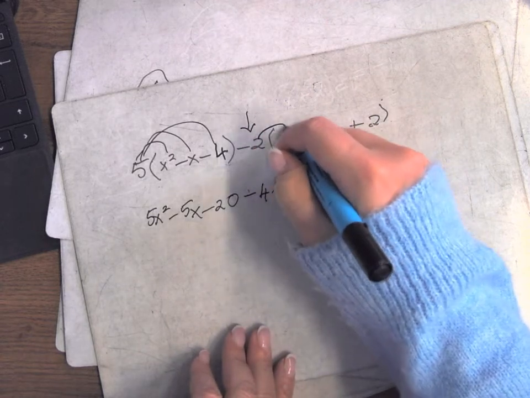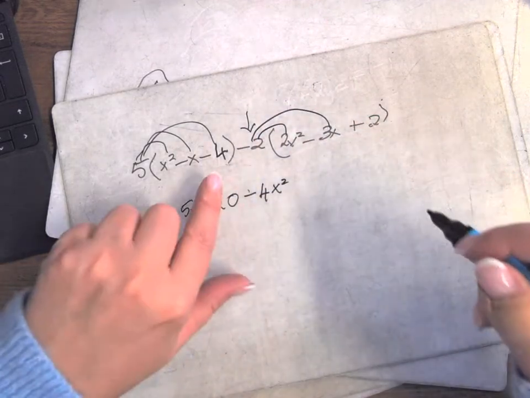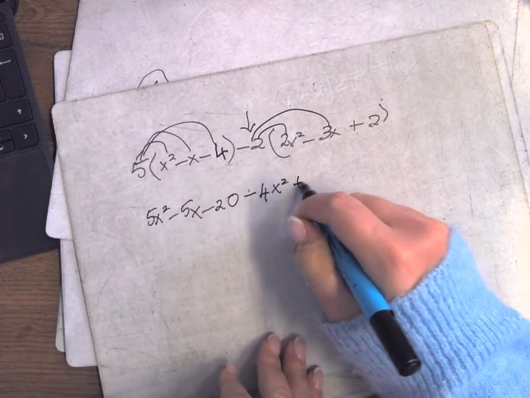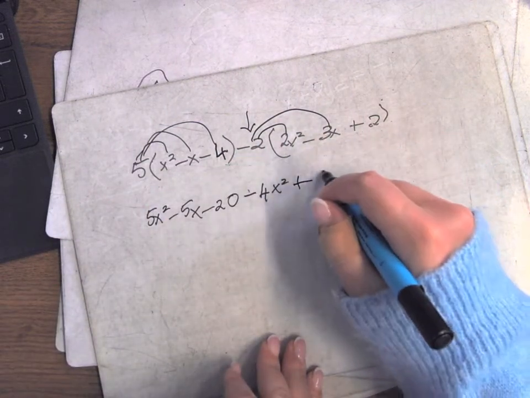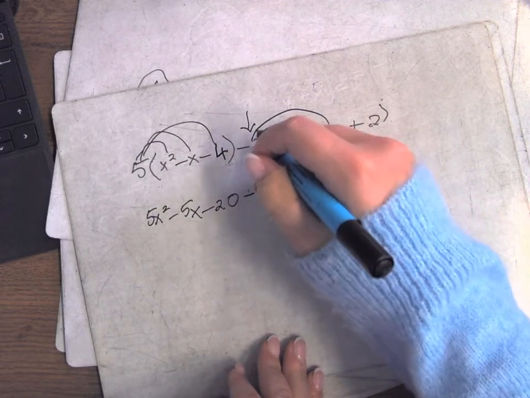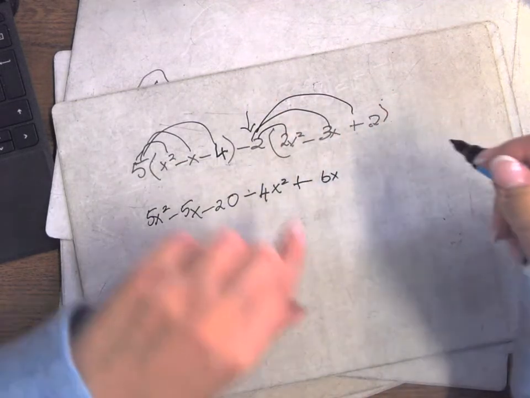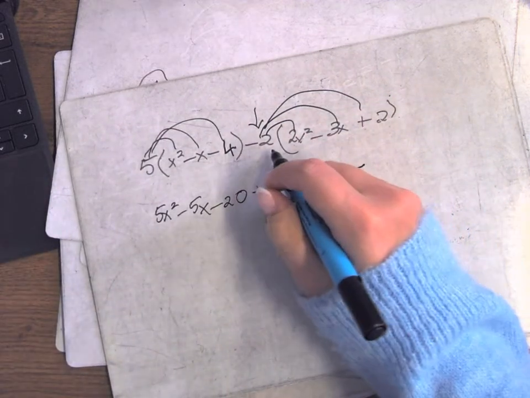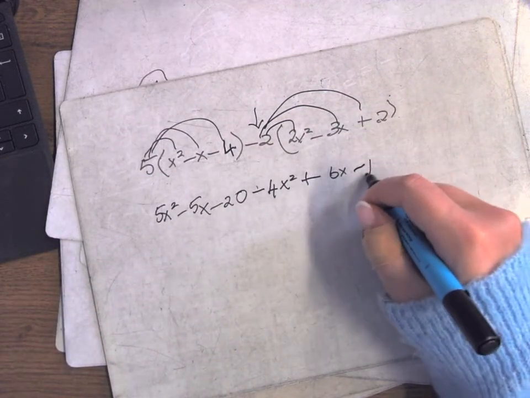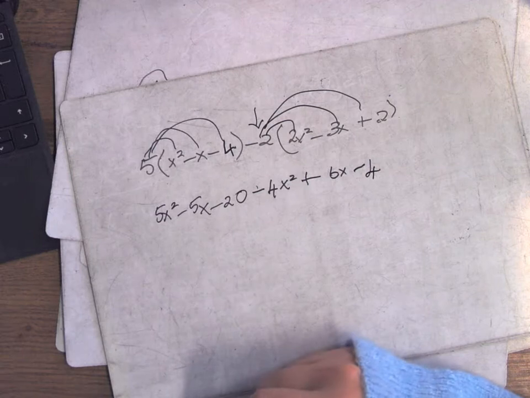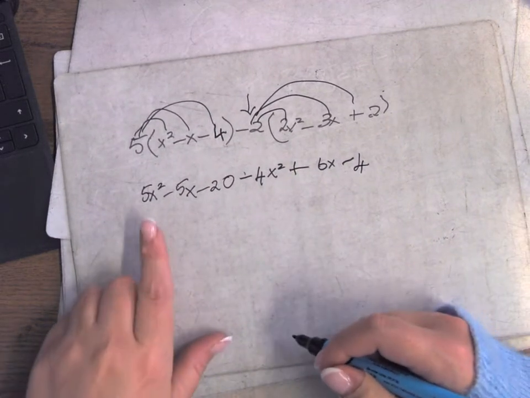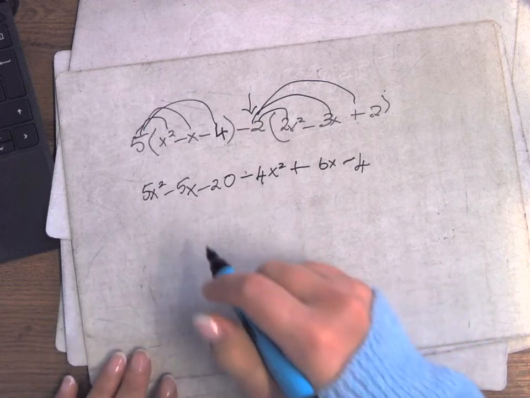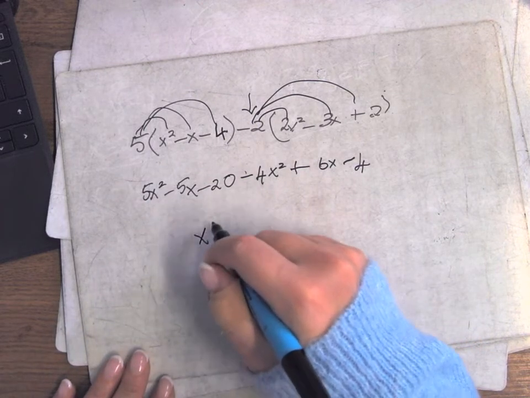Then you have to do minus 2 by minus 3x. A minus by a minus is a plus, and 2 by 3x is 6x. Finally, minus 2 by plus 2. A minus by a plus is a minus, 2 by 2 is 4. Then you have to put your x squares together. 5x squared, take away 4x squared, will give me 1x squared, or just x squared.